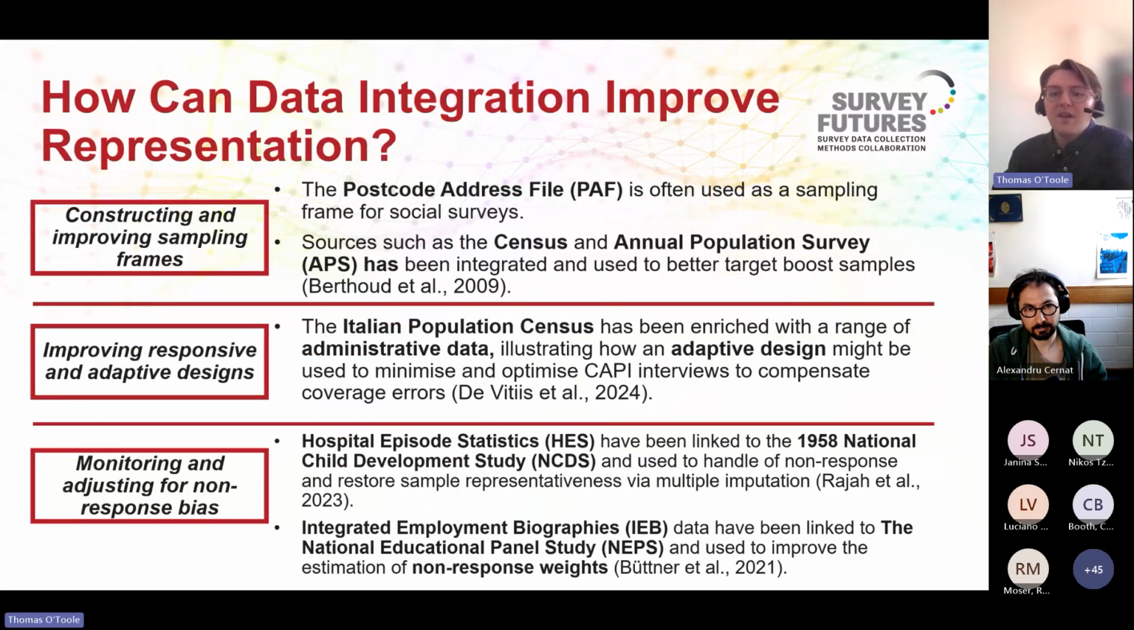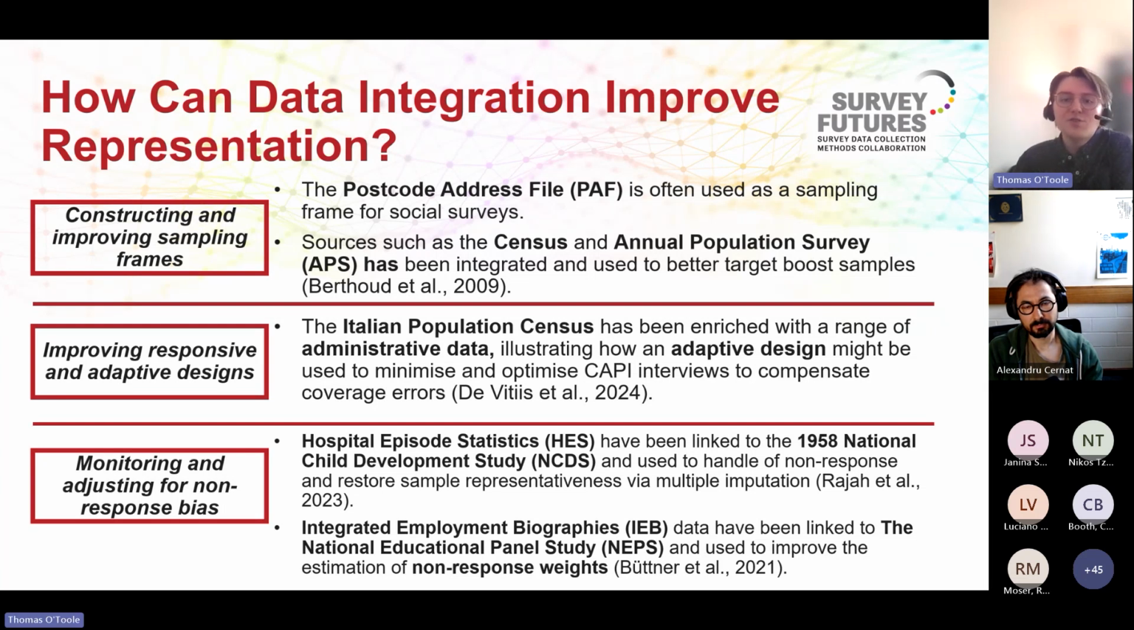So how can data integration help to improve representation and survey design? The linkage of survey and non-survey data can create more comprehensive and detailed sampling frames. The idea is to better enumerate and describe the target population. And so the postcode address file is often used as a sampling frame, and the census and annual population survey have been linked to better target minority group boost sampling.